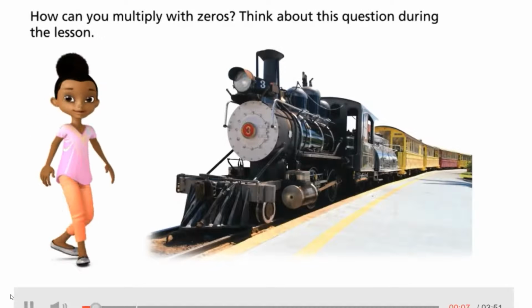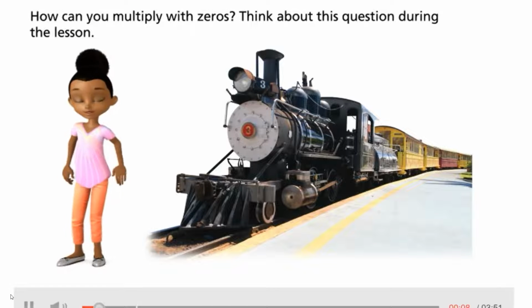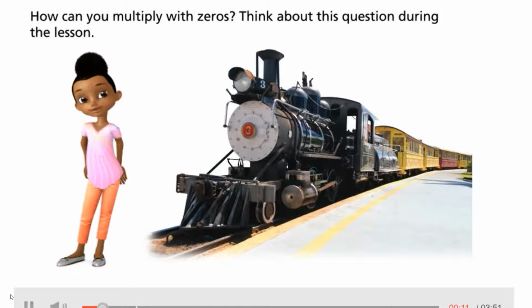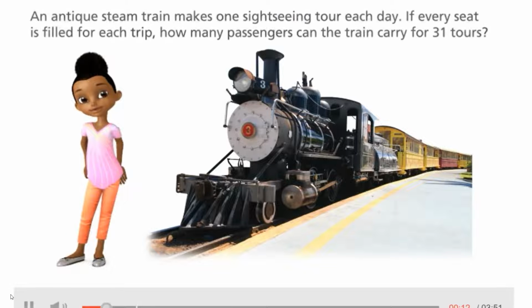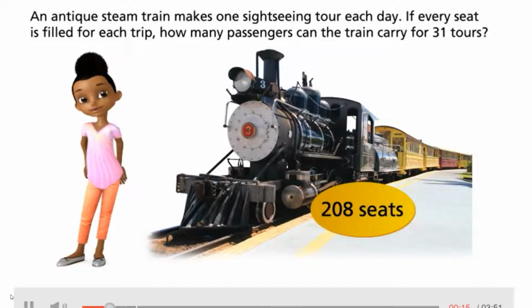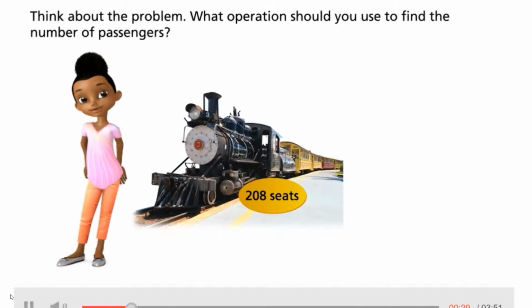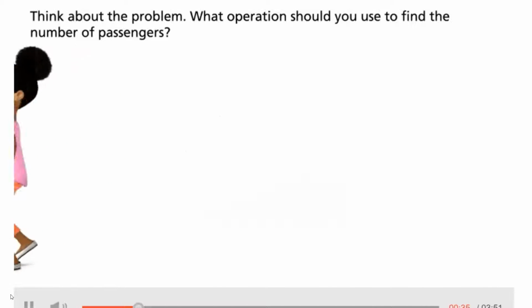How can you multiply with zeros? Think about this question during the lesson. An antique steam train makes one sightseeing tour each day. If every seat is filled for each trip, how many passengers can the train carry for 31 tours? Think about the problem. What operation should you use to find the number of passengers?